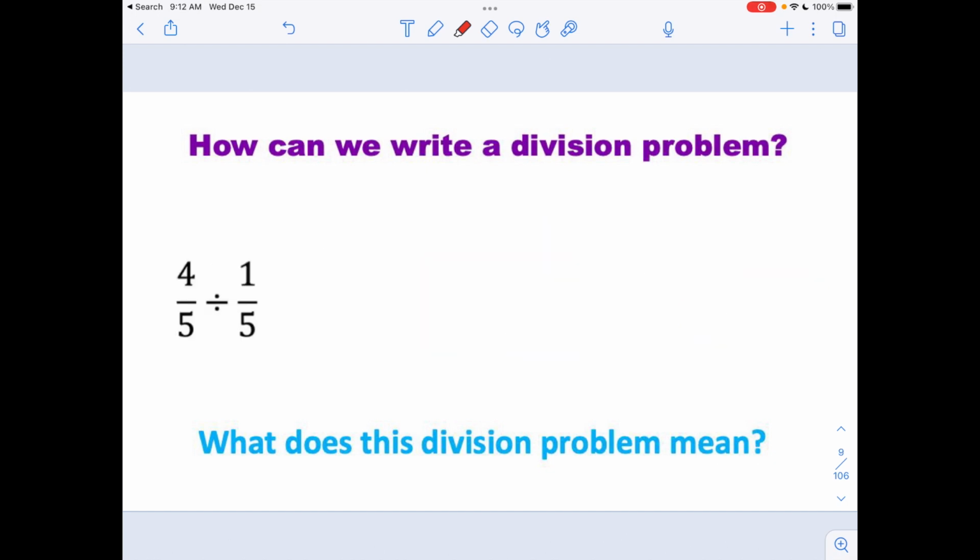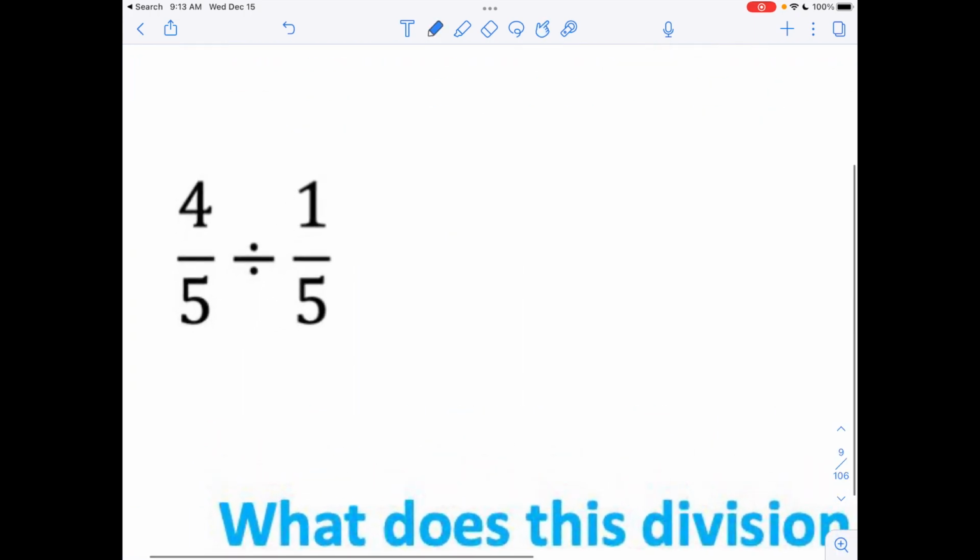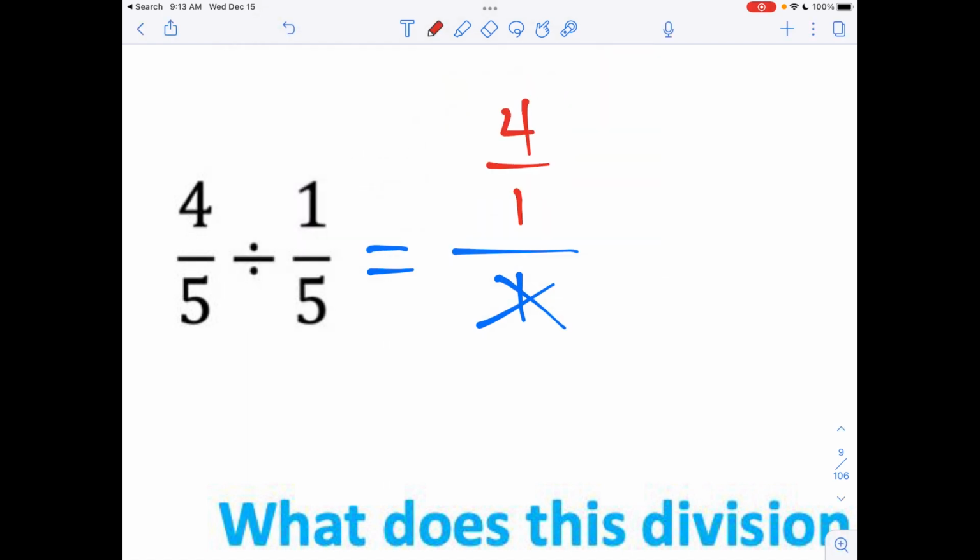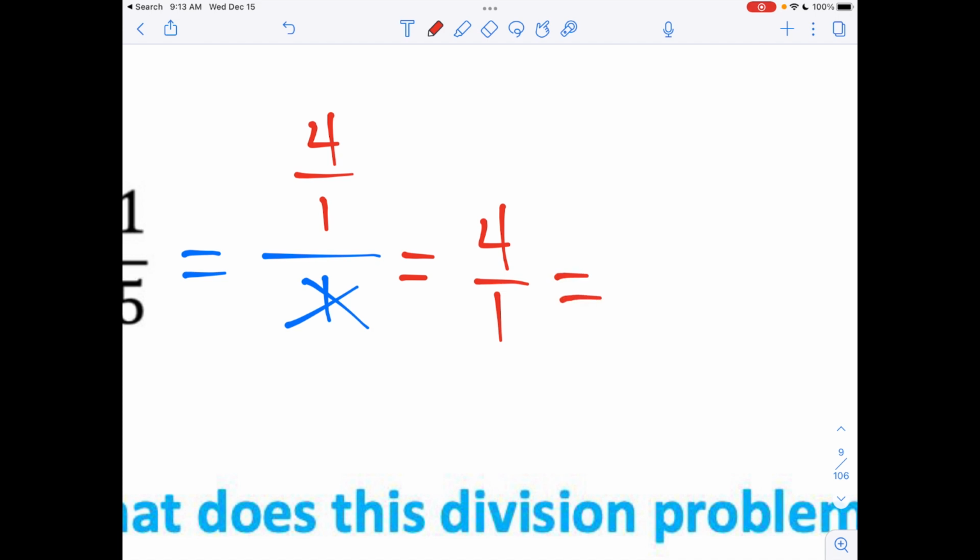Okay, so what about this problem? 4/5 divided by 1/5, right? So how could I write this as a division problem, all right? It's already written as a division problem. We just practiced and said if it's got common denominators, we could just divide across. 5 divided by 5 is 1, which I don't need, right? And 4 divided by 1 would look like this, right? And that's the same as saying 4 on top of 1. And if I put that in my calculator, that's just the number 4 wholes.